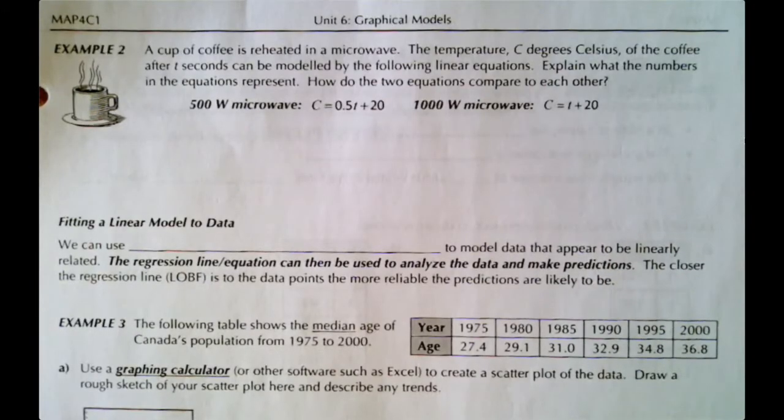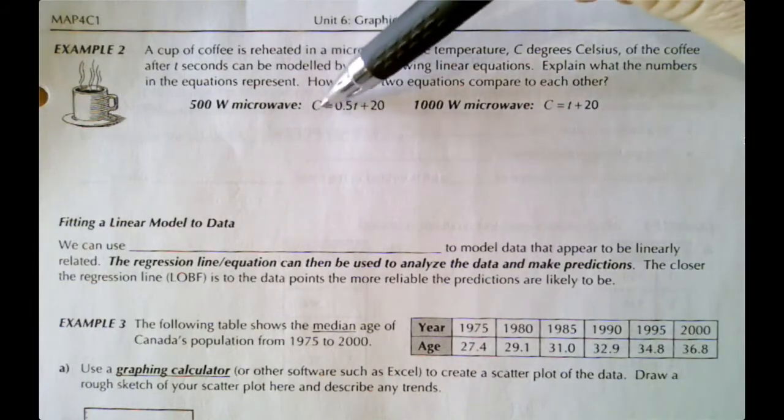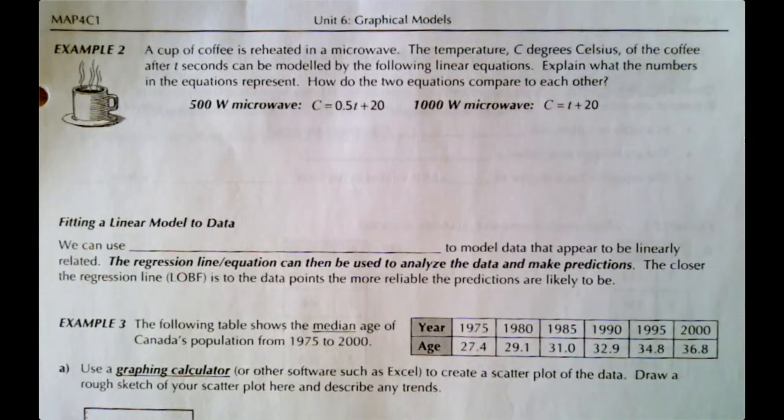A cup of coffee is reheated in a microwave. The temperature C in degrees Celsius of the coffee after t seconds can be modeled by the following linear equations. Explain what the numbers in the equation represent and how the equations compare to each other. So we have the temperature of two different cups of coffee placed in two different microwaves. One's a 500 watt microwave, another's a 1000 watt microwave.